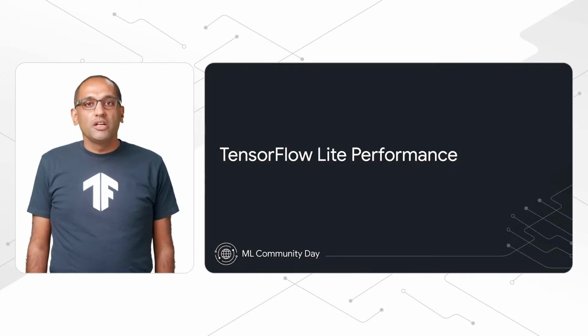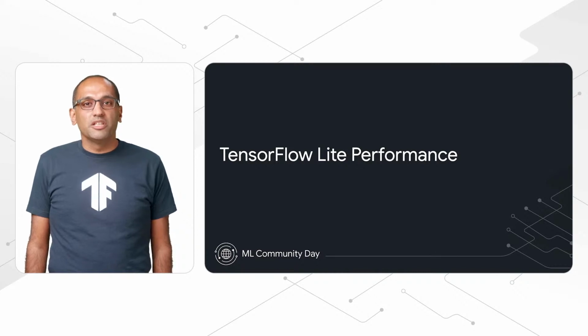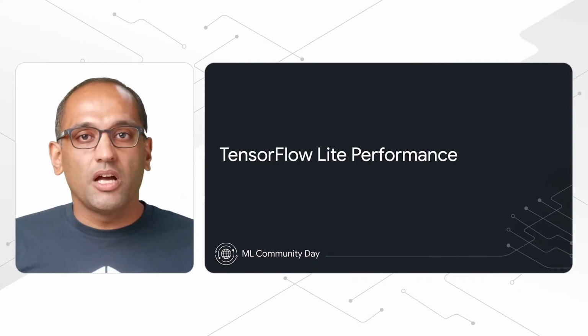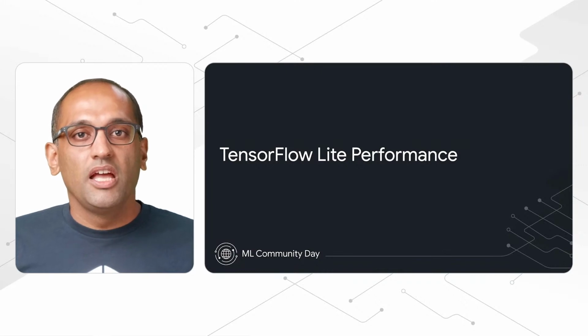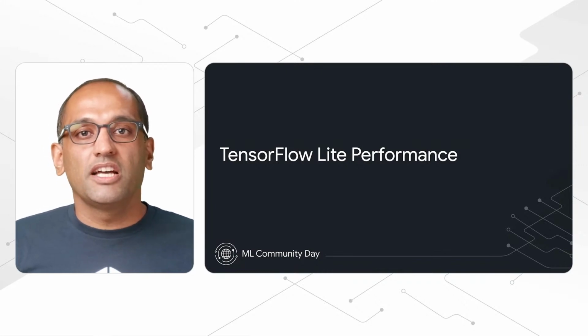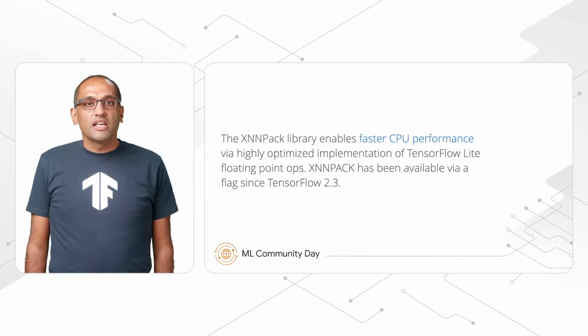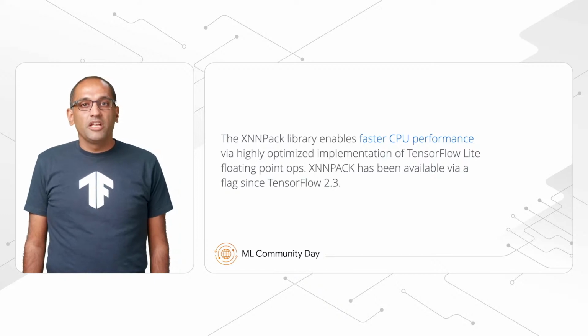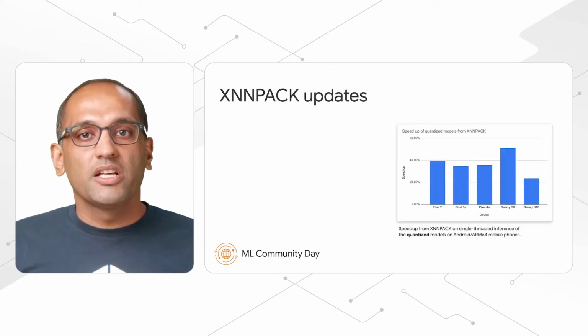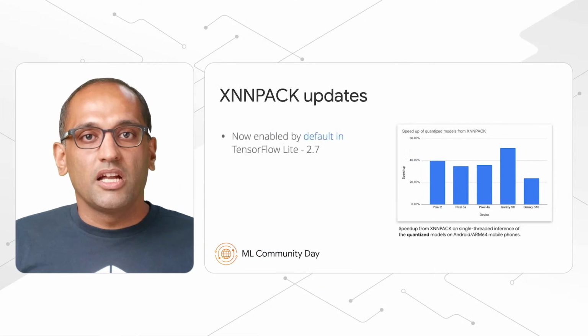Machine learning models running on device need to be highly performant in order to deliver a great user experience. We continue to offer the best out-of-the-box performance on CPUs, as well as peak performance using on-device accelerators. XNNPack is a highly optimized library that enables faster CPU performance of TensorFlow Lite models via highly optimized implementation of floating point ops for ARM, WebAssembly, and x86 platforms. XNNPack is now turned on by default, starting with TensorFlow version 2.7.